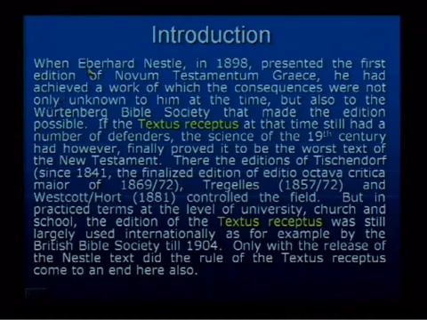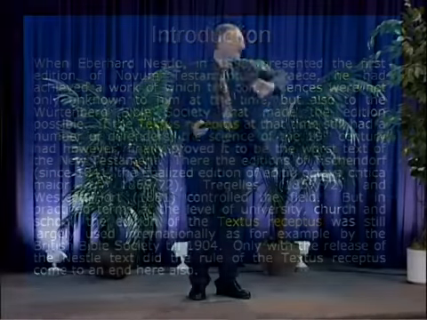It says, when Eberhard Nestle in 1898 presented the first edition of Novum Testamentum Graece, he had achieved a work of which the consequences were not only unknown to him at the time, but also to the Württemberg Bible Society that made the edition possible. If the Textus Receptus at that time still had a number of defenders, the science, note that, the science of the 19th century had, however, finally proved it to be the worst text of the New Testament. So the Textus Receptus that had stood the test of time until 1900 now suddenly was the worst text available.